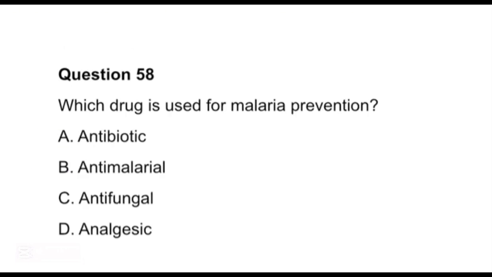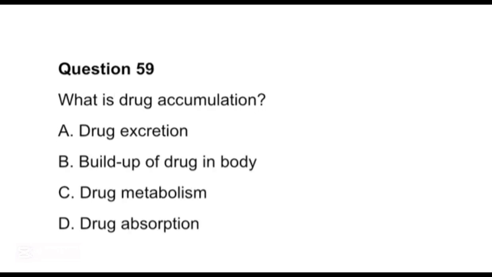Question 58. Which drug is used for malaria prevention? A. Antibiotic. B. Antimalarial. C. Antifungal. D. Analgesic. Correct answer, B. Antimalarial. Question 59. What is drug accumulation?